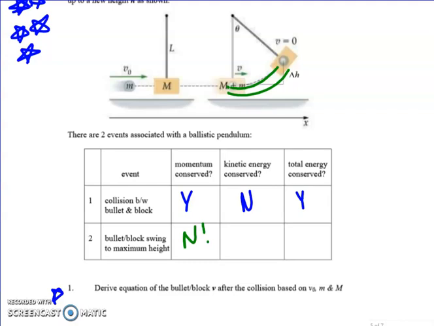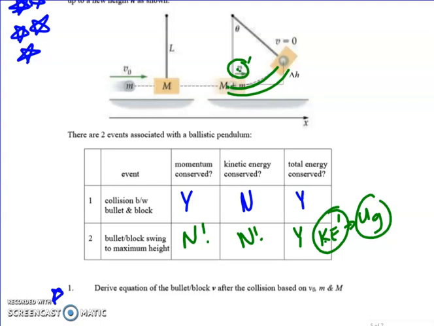Then we can ask ourselves, is kinetic energy conserved? And the answer is no. Is total energy conserved? And the answer is yes. We have kinetic energy prime after the collision going into gravitational potential. So the idea is we can use this to figure out the velocity after right here, and we can use this in conservation of momentum to figure out this. And that's what you're going to do.